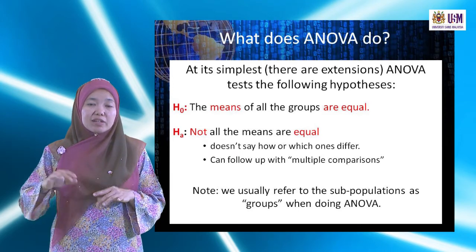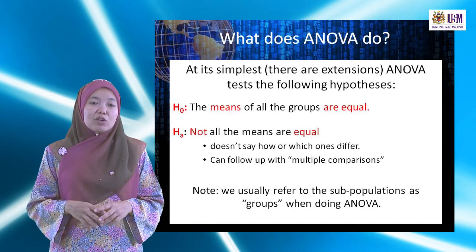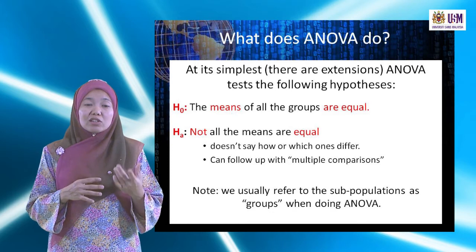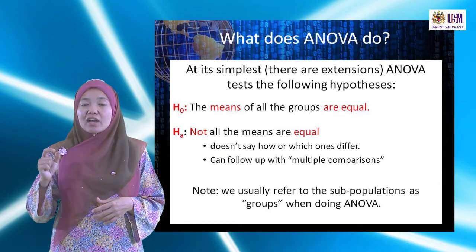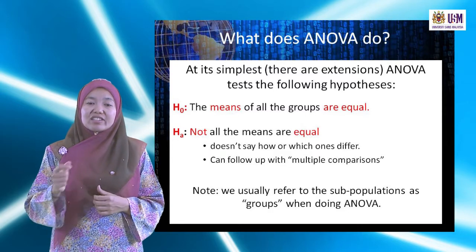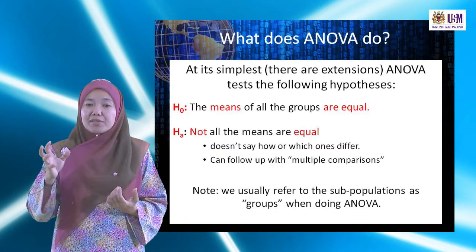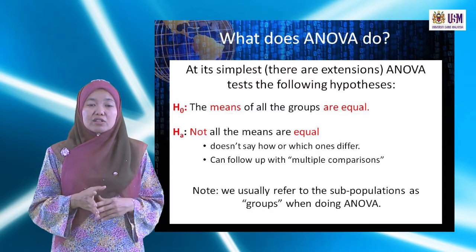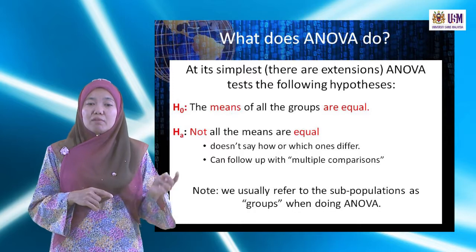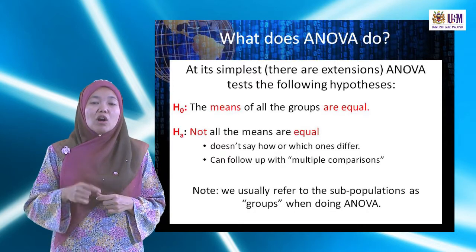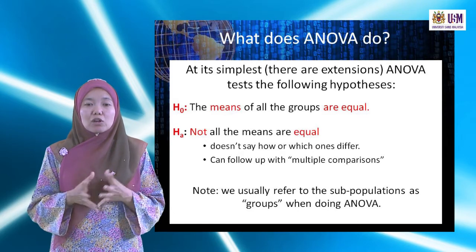At its simplest, remember there are extensions other than one-way ANOVA, we have two-way ANOVA and all that. So ANOVA will test the following hypotheses. Don't be surprised, I tell you, we'll be using a lot of this hypothesis testing. So we have your null hypothesis, H0, where the means of all the groups are equal. That is the mathematical sentence. You're saying that the means of all groups are equal, or they are the same. Alternatively, your H1: not all the means are equal. That means if you are talking about the three treatments just now, maybe one of them, treatment A, or treatment B, or the placebo group, is different from the others. However, it does not say exactly how or which one differs. It's just that one of them is not the same as the others. So you can follow up on this with multiple comparison.